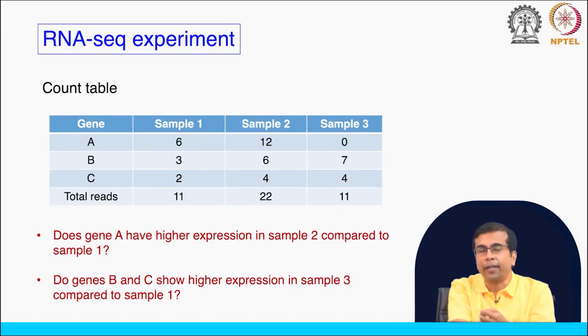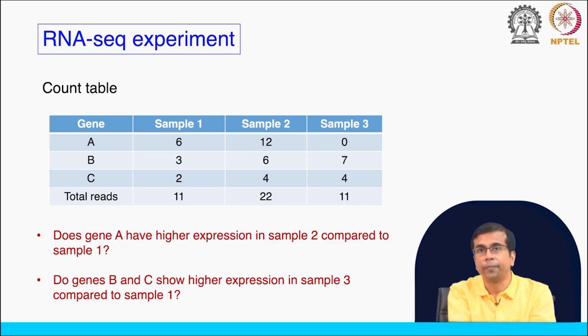We can actually extend this example further and imagine we have now 3 samples, sample 1, sample 2 and sample 3. And we do the mapping as before, and we see these counts, the number of reads that map to each of these genes in each of these samples. So, we have sample 1, 2, 3 and we have genes A, B, C. For sample 1 we see 6, 3, 2 reads mapping to genes A, B, C respectively. Then for sample 2 we have these numbers 12, 6 and 4, and for sample 3 we have 0, 7 and 4.